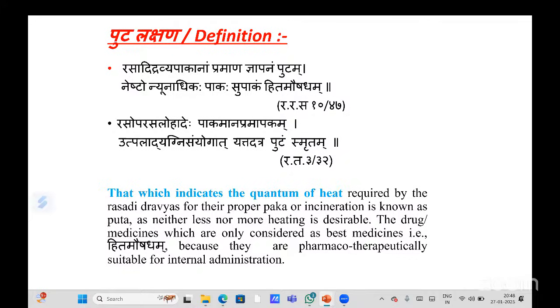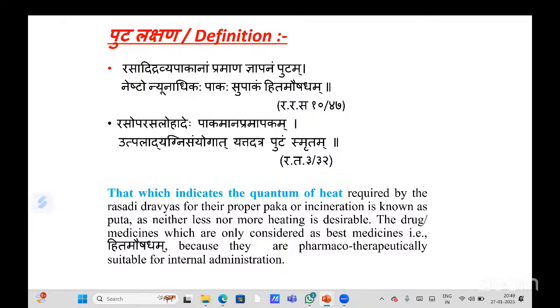Okay, here nesto nunadiko means neither less nor more. That heating which is desirable to get the supaka, that is nothing but the Puta. The drugs or medicines which are considered the best medicine, that is itam aushadam, because they are pharmacotherapeutically suitable for internal use. If it is kharapaka or murdupaka, there is no use. How much is required to get the paka, that much of it should be given.